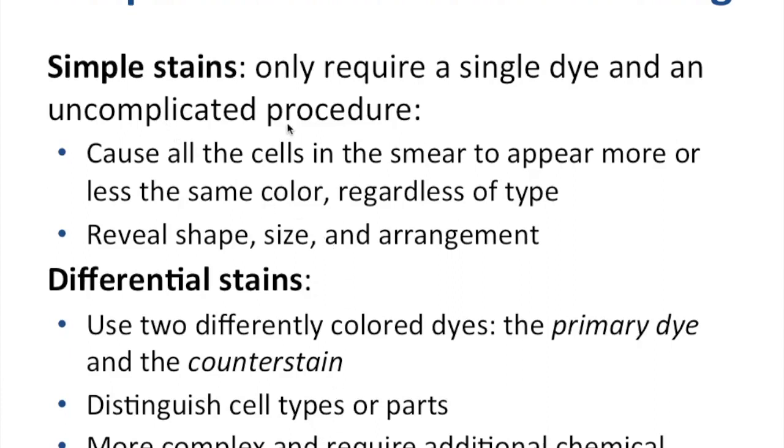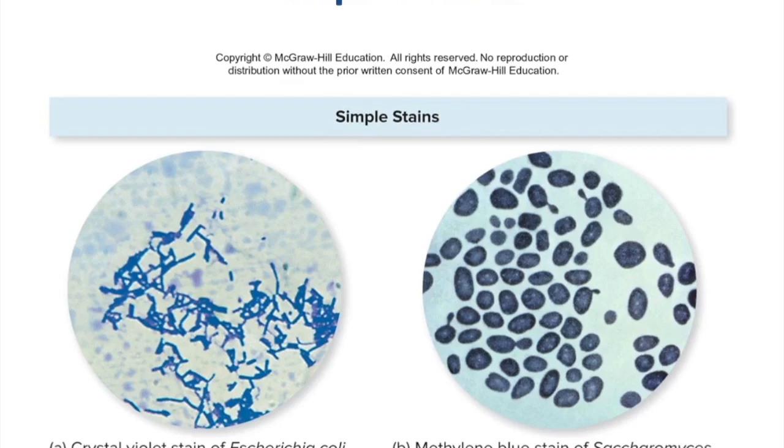Simple stain means we just use one single dye and we can stain the cells so we can get a perfect image. Differential stain means we have to use two or more dyes to color the samples. For certain microorganisms, we have to use these differential stains. We will talk about this later on.